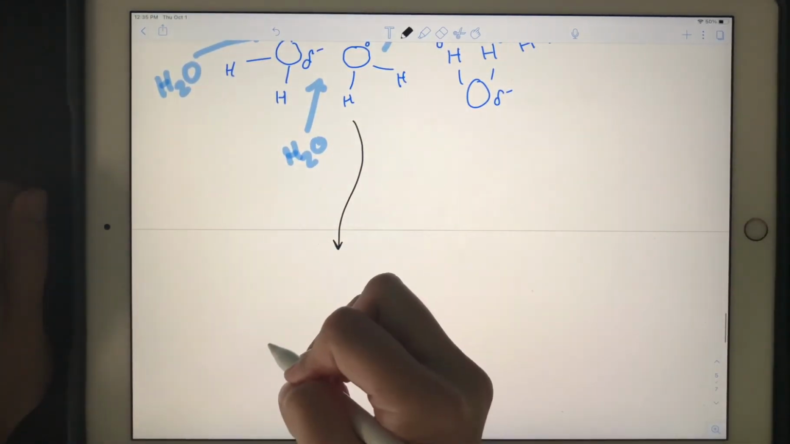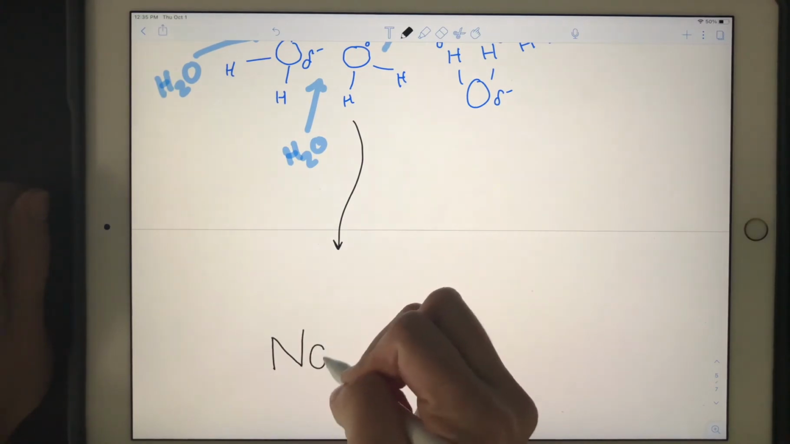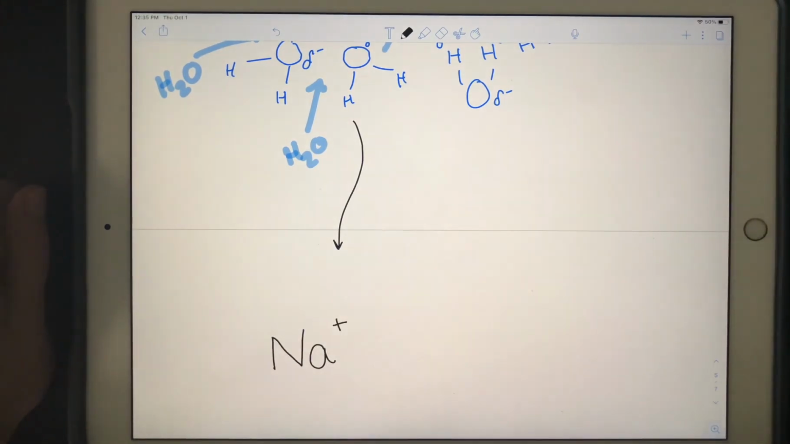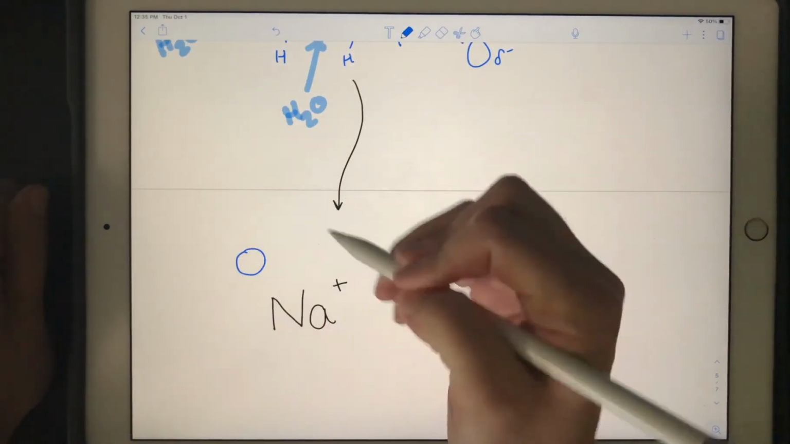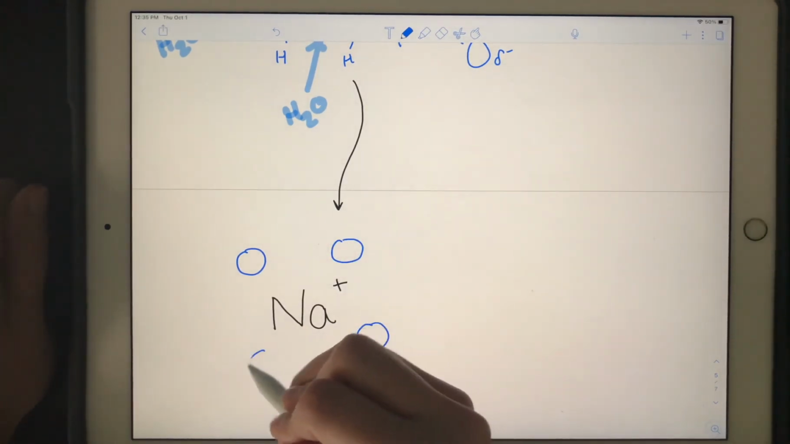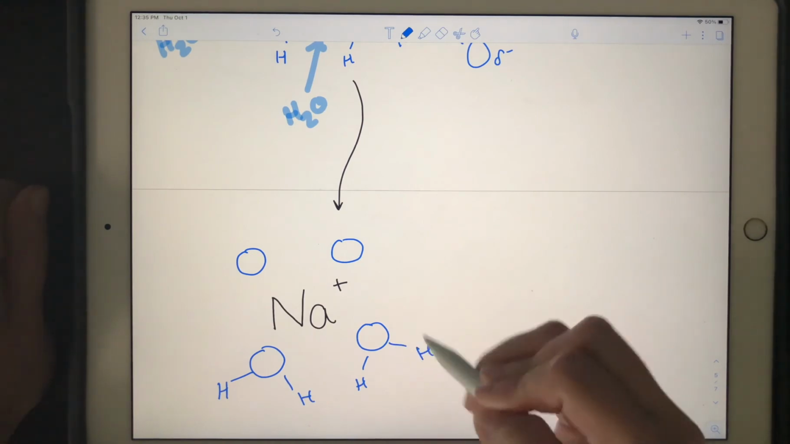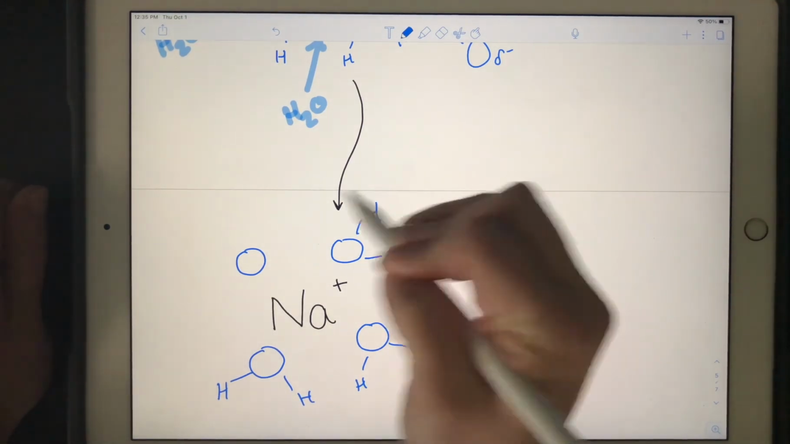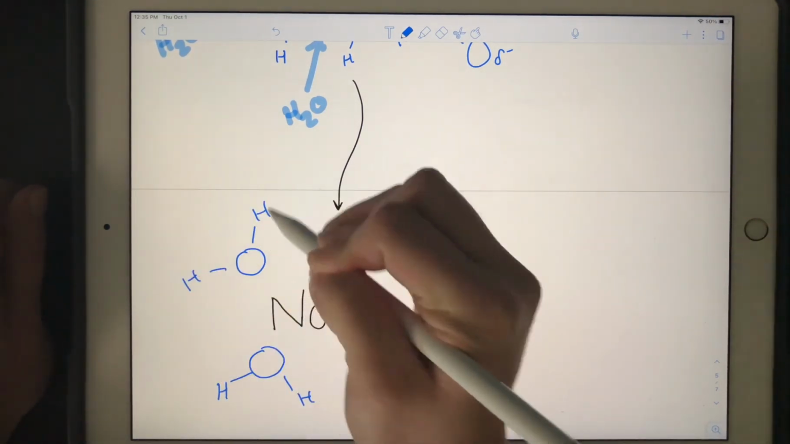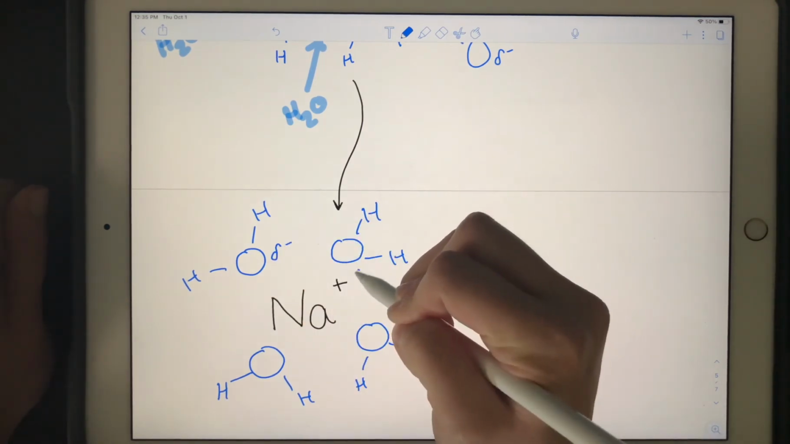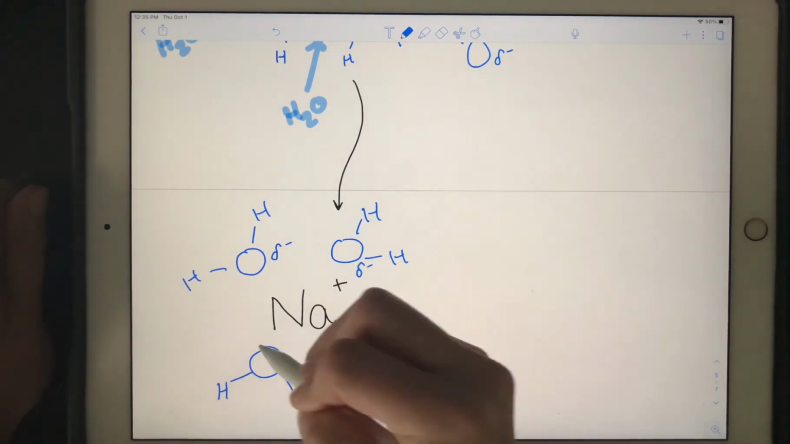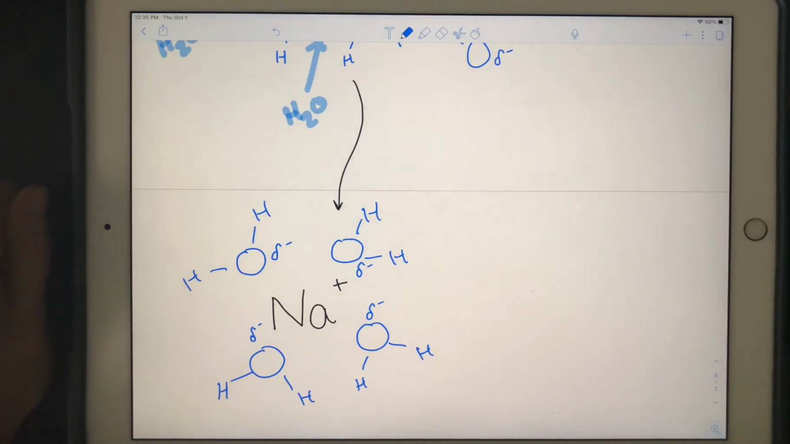So then what you're left with is a sodium ion, and remember it's going to be positively charged, is going to be surrounded by water molecules, specifically the oxygens. Because now these dipoles are extra attracted to the positive charge of the sodium.